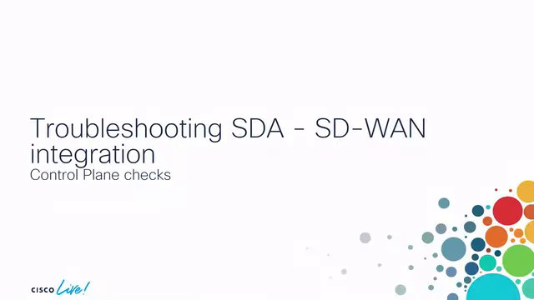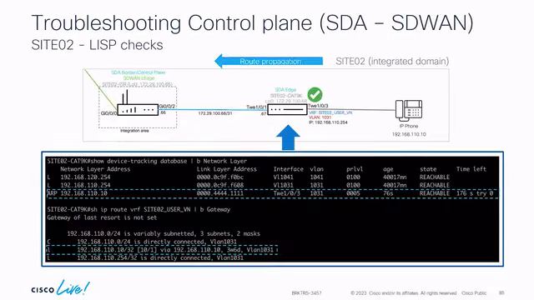So let's start first with the control plane. So control plane, why control plane first? Because first we need to know where to send information, and only then we'll have data plane and we'll be able to send the real packets, right?